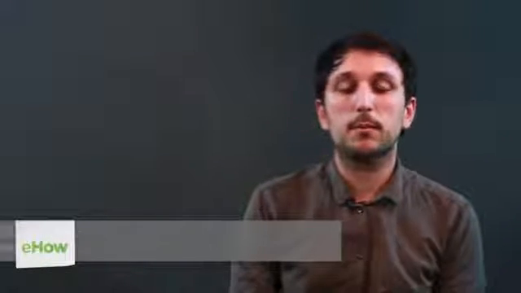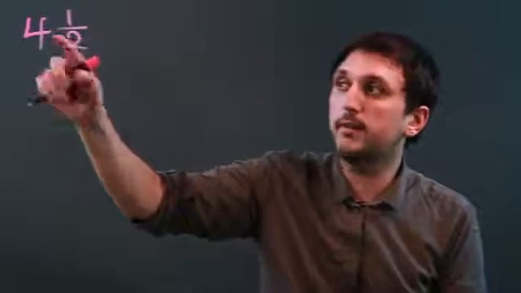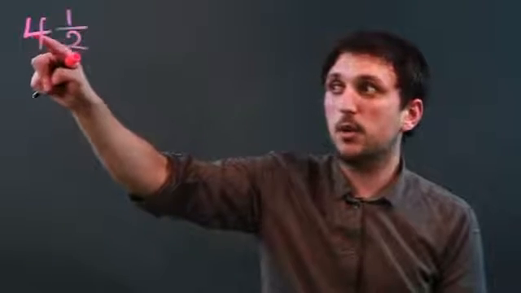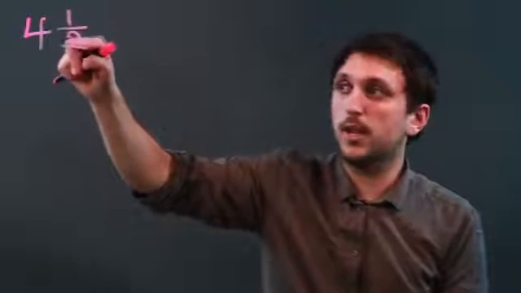Today we're going to learn how to make a mixed numeral into a decimal and a percentage. So let's start with an easy one. Let's take the mixed numeral 4 and 1/2. And it's mixed because we have the number 4 and a proper fraction 1/2.